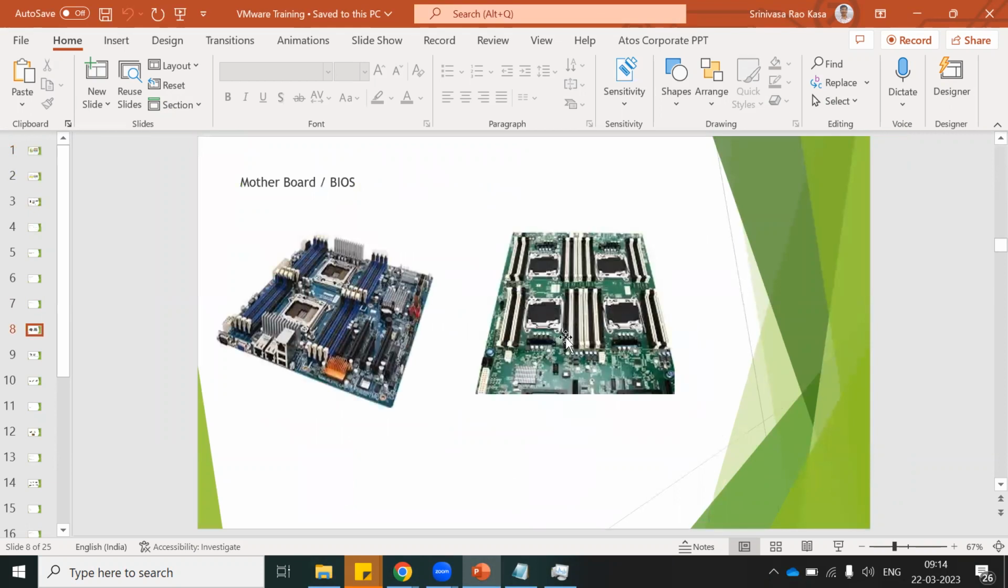See here in this particular picture, there are 2 motherboards. I hope you know what a motherboard is. Without a motherboard, we cannot connect the processor, we cannot connect memory, we cannot connect any devices. All devices are going to connect to this motherboard. From there, we are going to achieve the desired functions, right?